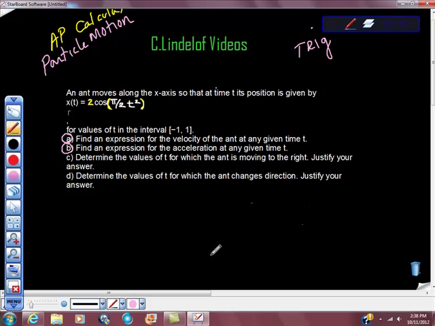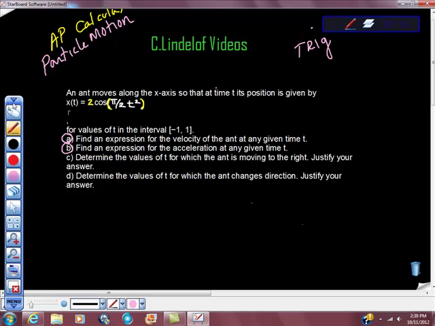So we have an ant that moves along the x-axis so that at time t, its position function is given by x of t equals 2 cosine of pi halves t squared. The reason you see I have all this stuff highlighted is because this has some significance to me. First thing it says, find the expression for the velocity of the ant at any given time t.